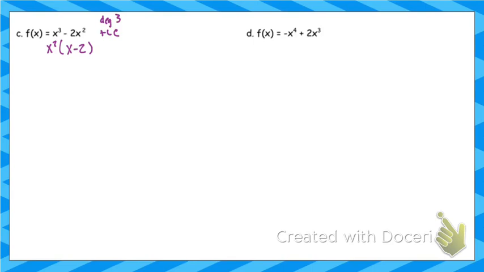Now that it's factored, I can see my zeros. My zeros are 0 and 2. 0 is squared, so my graph will touch at that point. X minus 2 is raised to the first power, so my graph is going to cross at that point. Because this is a positive leading coefficient in odd degree, my ends look like y equals x. So my graph is going to touch and cross, and then I'm done.